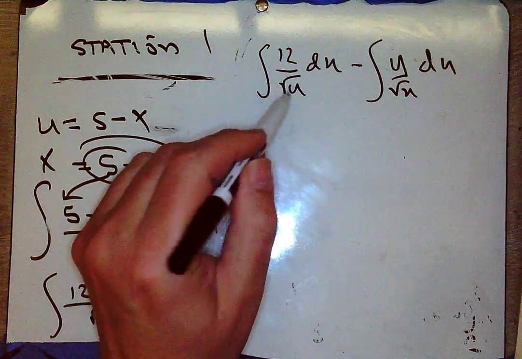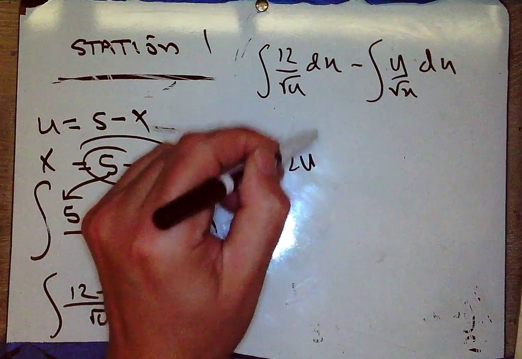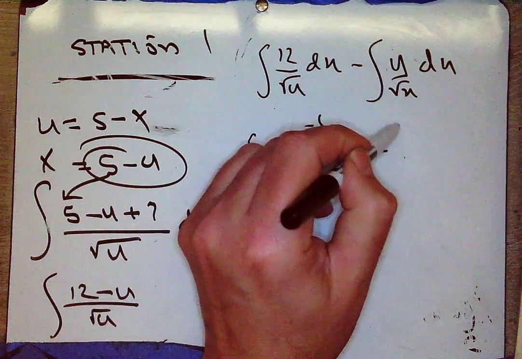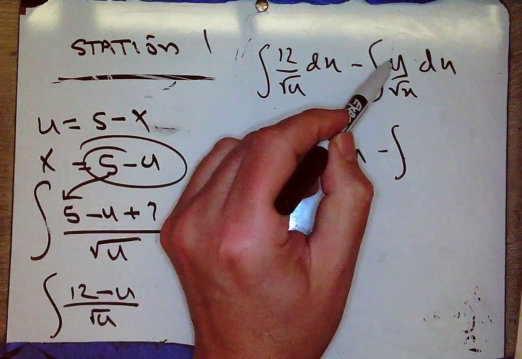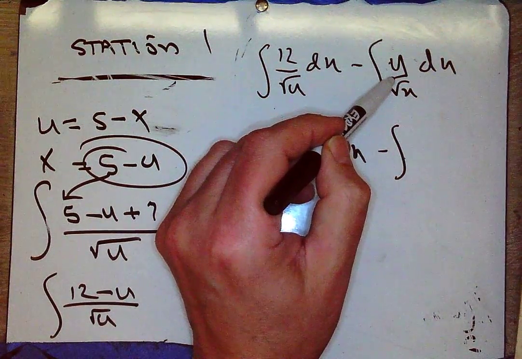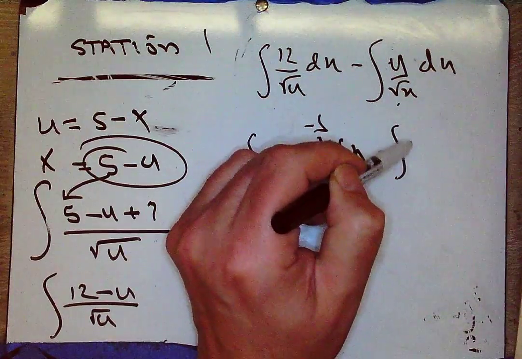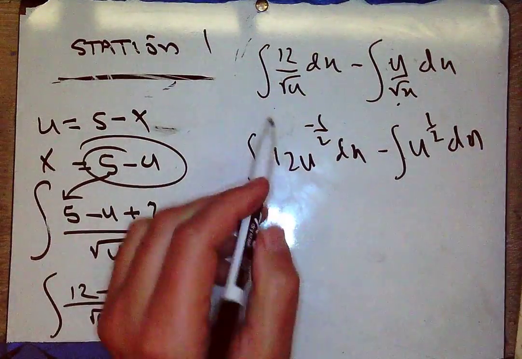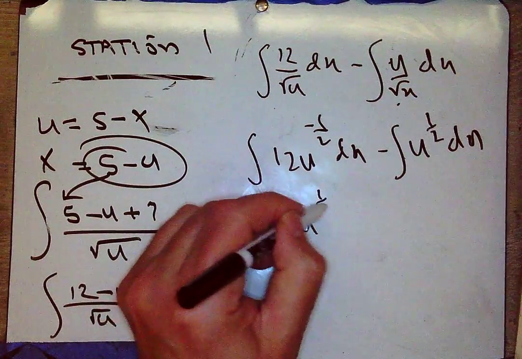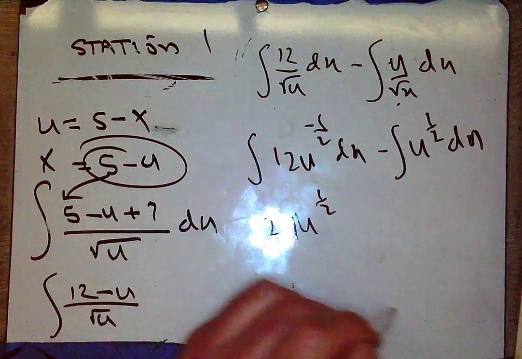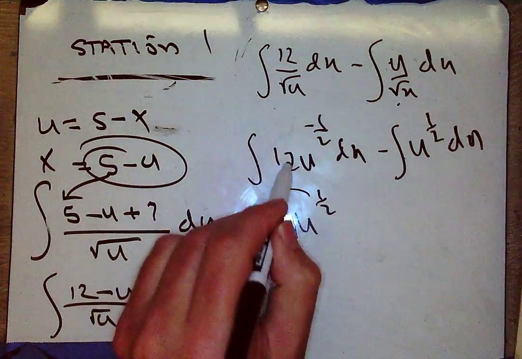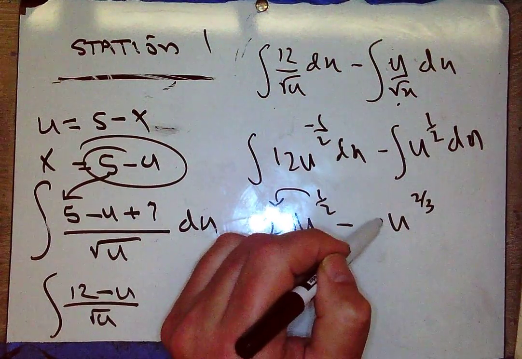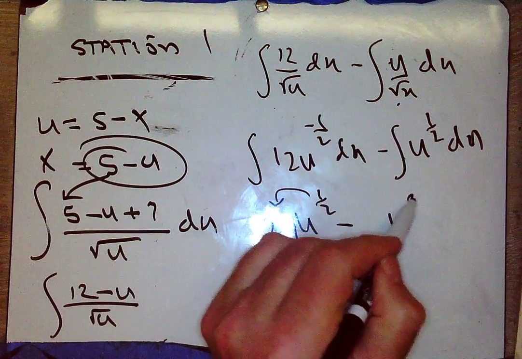Okay, so this is going to be the integral of 12u to the minus 1 half minus the integral of, well, this is u to the 1, divided by means I can subtract the exponents, 1 half. And so I'm going to get u to the 1 half du here. Okay, so my antiderivative here now is going to be u to the 1 half. So I'm going to go with 24. So when I bring down that 1 half, I get this, minus the antiderivative here will be u to the 2/3? No, 3 halves.